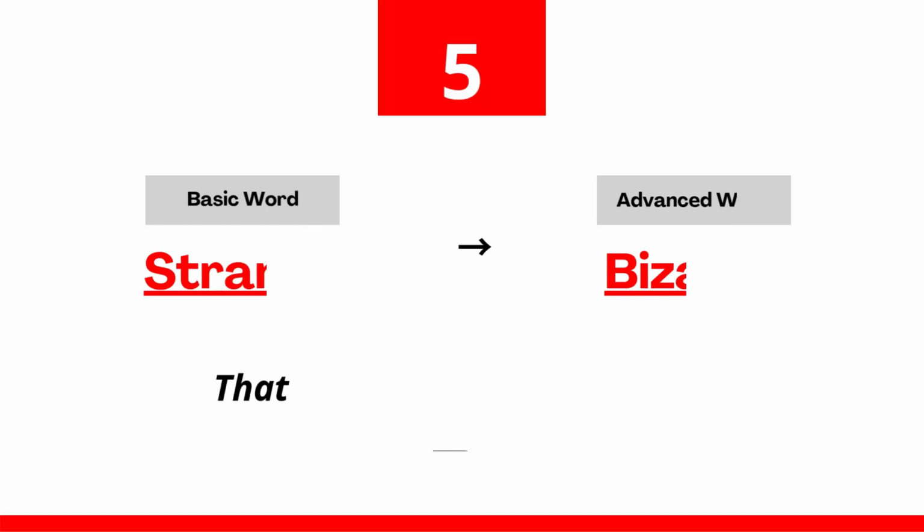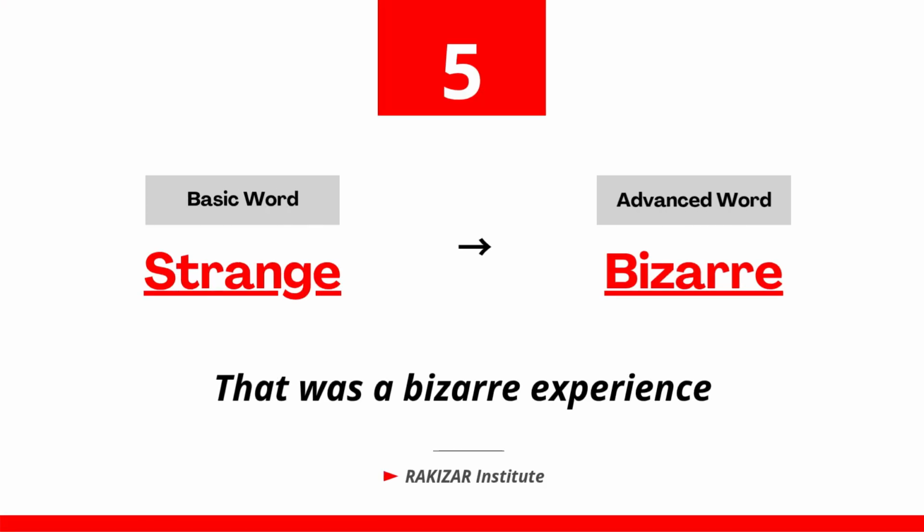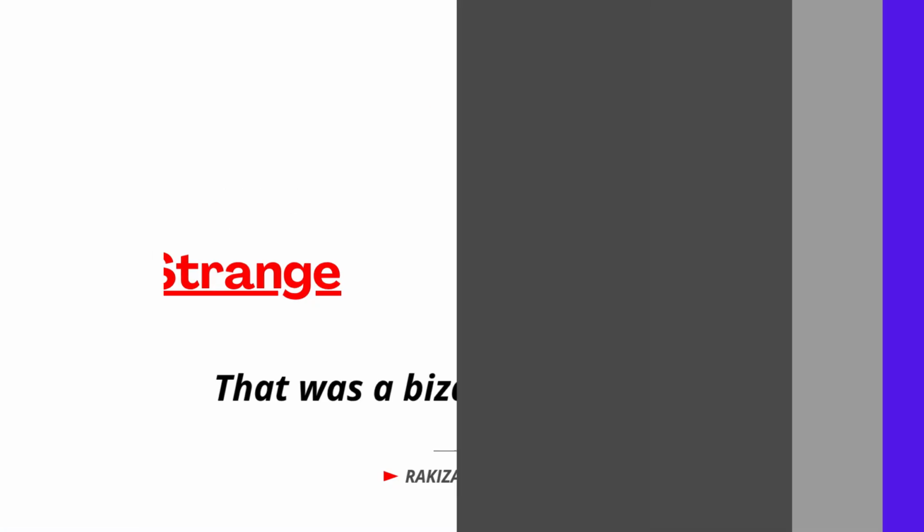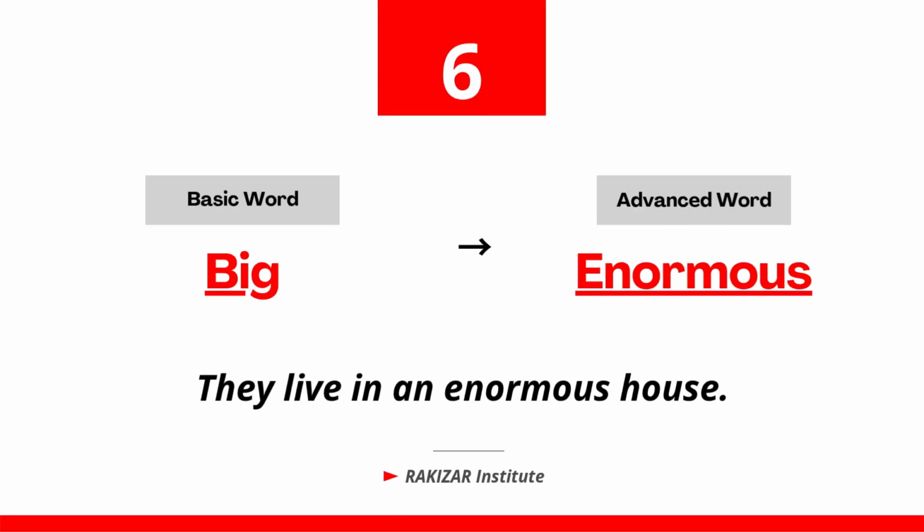Number 5. Basic word: strange. Its advanced word is bizarre. Its sentence is, that was a bizarre experience. Number 6. Basic word: big. Its advanced word is enormous. Its sentence is, they live in an enormous house.